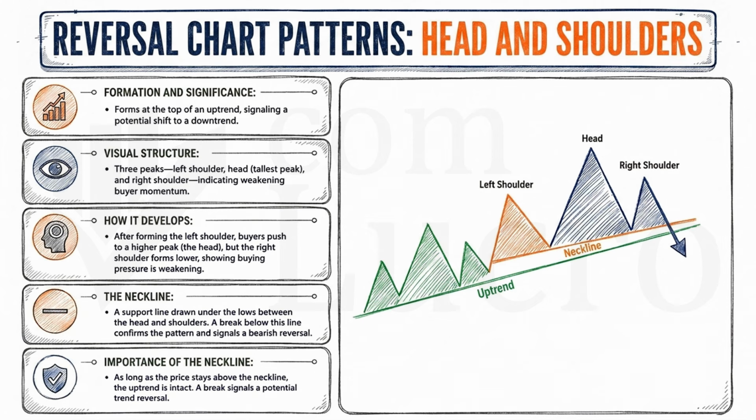With that foundation in place, let us begin with one of the most well-known reversal formations, the head and shoulders pattern. The head and shoulders pattern usually forms near the top of an uptrend. It suggests that bullish momentum is weakening and that the market may be preparing to reverse into a downtrend.